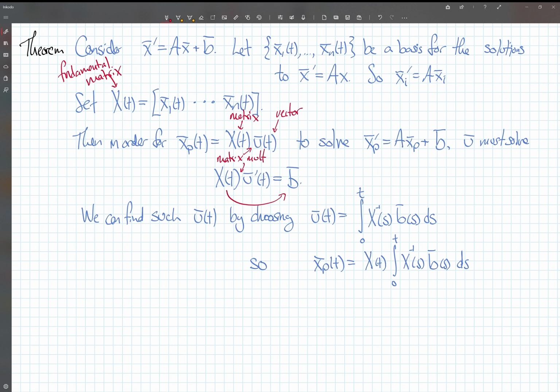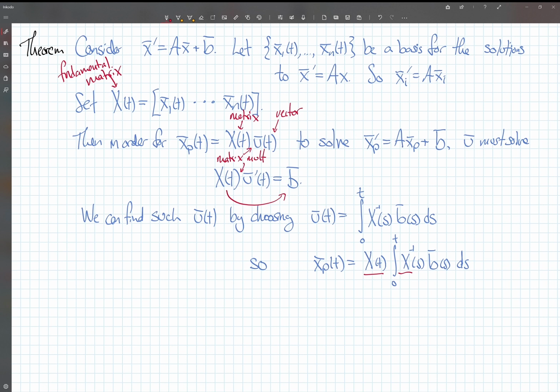So how do we find u? We just integrate. Use the fundamental theorem of calculus and just integrate. So here's a formula for xp. Namely, you compute the fundamental matrix, you invert the fundamental matrix, you multiply that inverse by b, then you integrate, multiply the whole result by the fundamental matrix again.